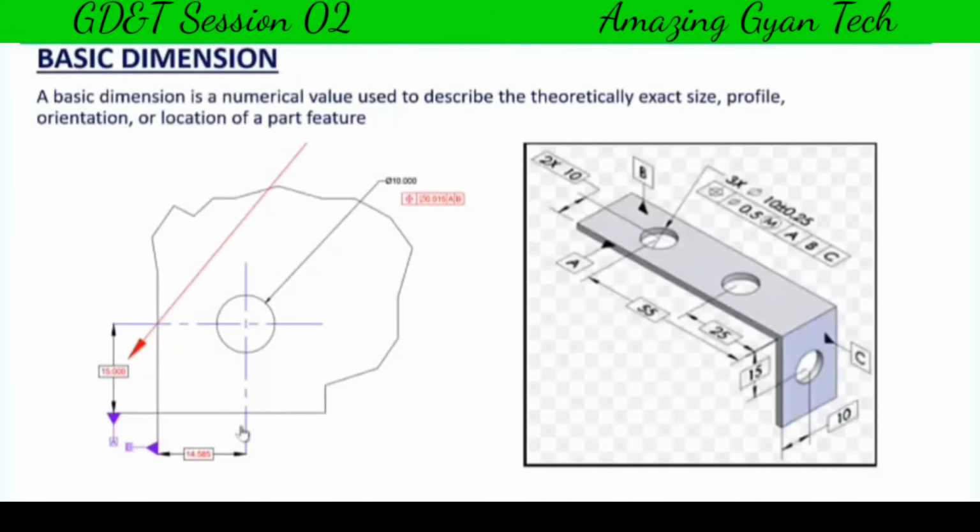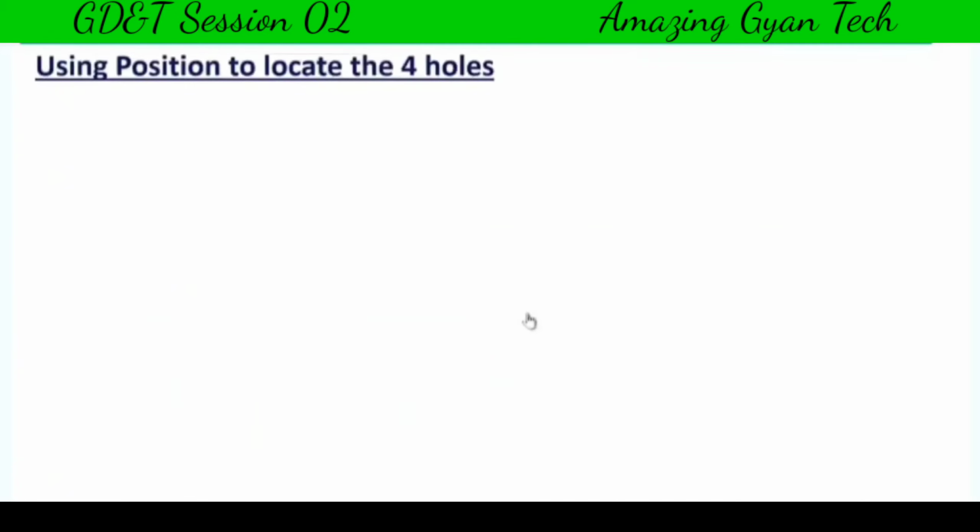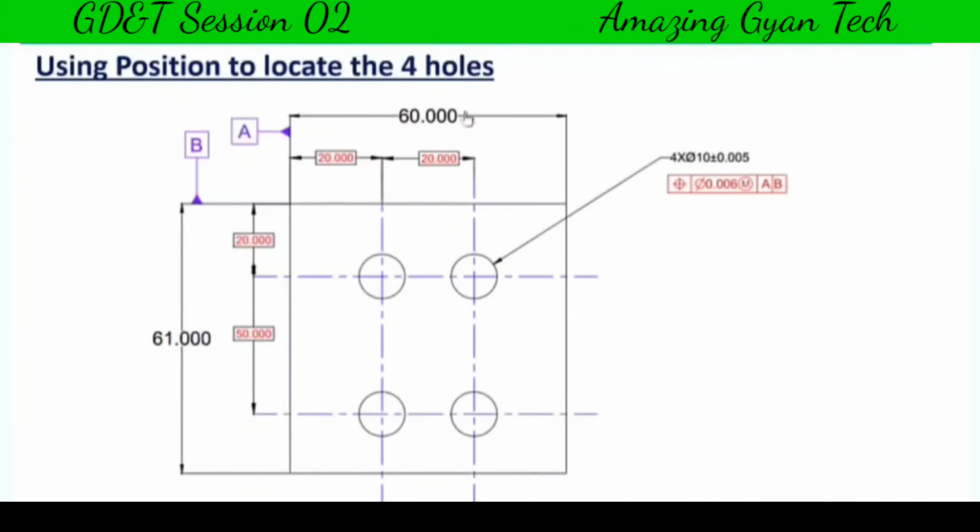So now we will see the advantages or benefits of using basic dimensions in a drawing. If you look into this drawing, the dimensions 60 and 61 are not basic dimensions since they are not within the rectangular box, whereas the dimensions 20, 50, and this 20 and this 20 are all coming within rectangular blocks. So they are considered as basic dimensions. We will see the advantages. What will happen if we use a basic dimension to position these holes, and if we don't use a basic dimension to position these holes? First we will see what will happen if we don't use a basic dimension to position these 4 holes.